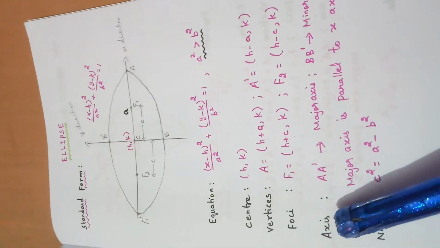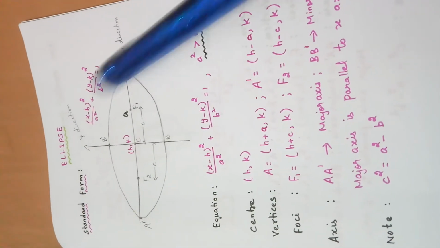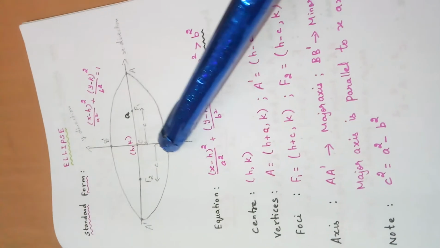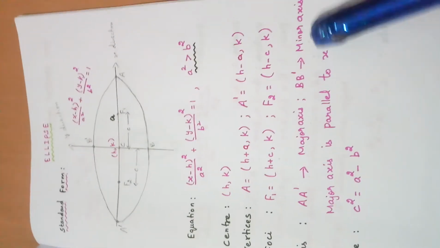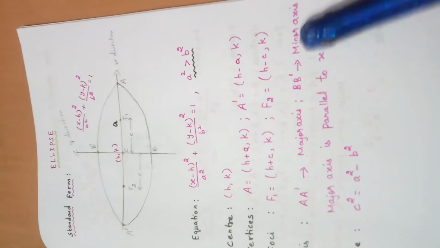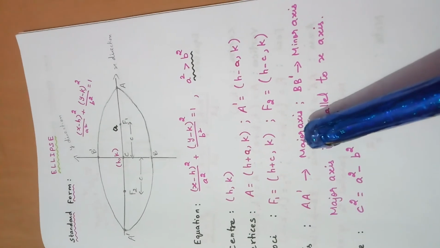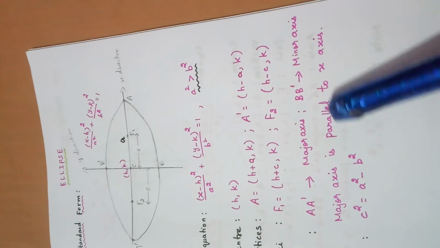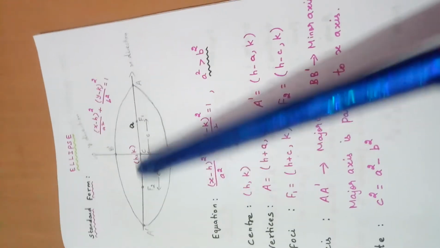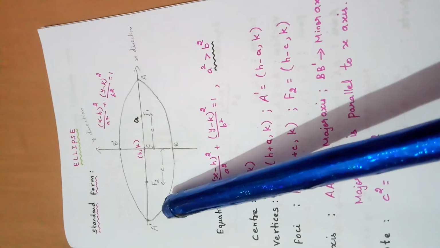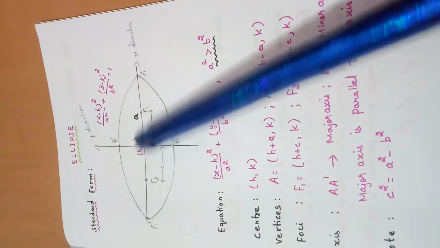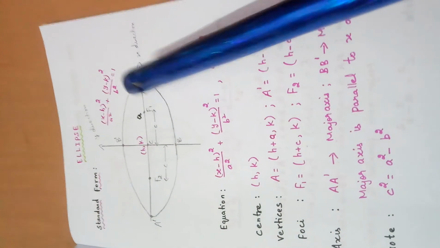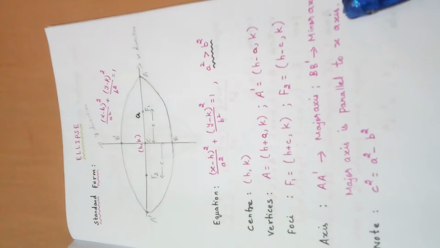The next axis, I have already told you, a dash, this line is called major axis. B dash, this line is called minor axis. And if you see the diagram, we can easily understand major axis is parallel to x axis. Definitely it is parallel to x axis. Since it is horizontal, we will say this is parallel to x axis. So major axis is parallel to x axis.